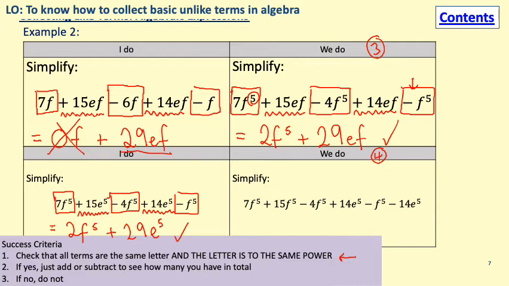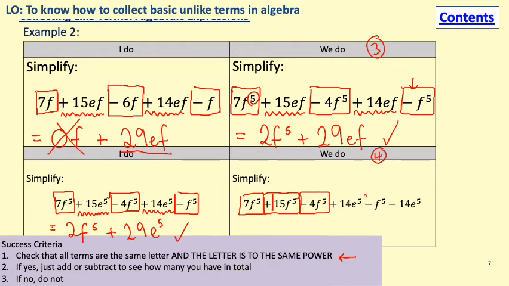Okay, so we got powers flying all over the place now. So I'm going to start with the first one, 7f to the power of 5. Next, I've got 15f to the power of 5. So our letter and the power is the same. Then we've got negative 4f to the power of 5.